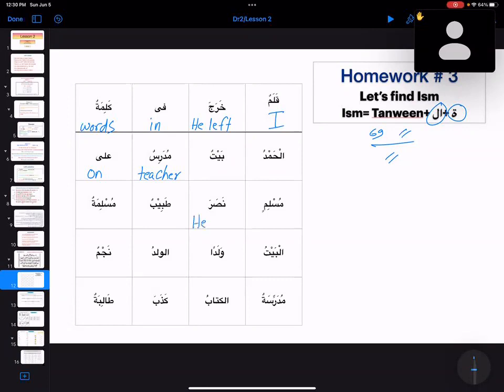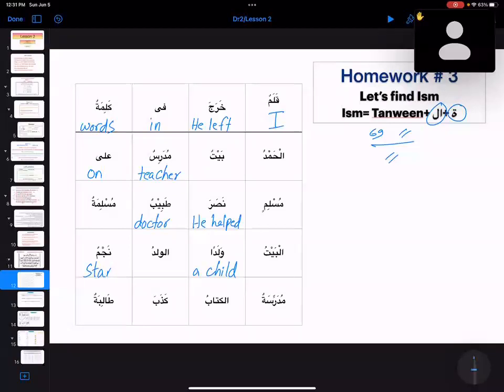Nasara means he helped. So this is a fail. He helped. And then tabibun. What does tabibun mean? Doctor. Muslimatun is a Muslim lady. Al baytu means the house. Waladan means a child. Then al waladu, same thing. Najmun, star. Mudarrisatun, so this is teacher.